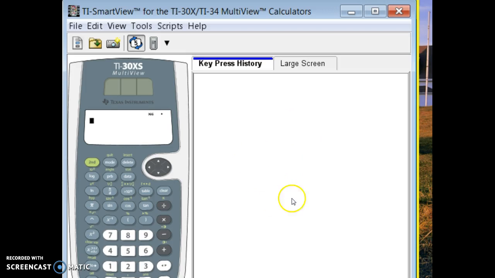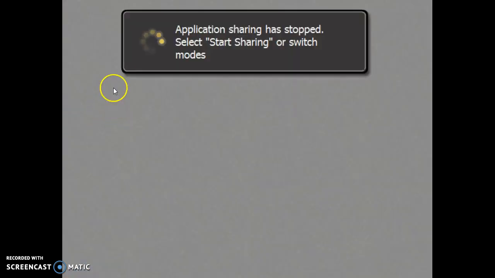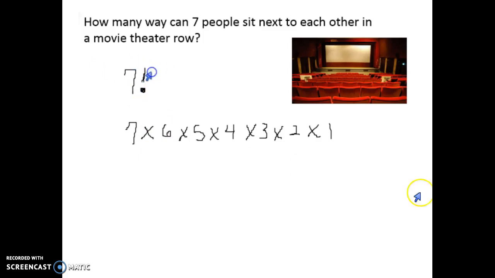Depending on your calculator, this may be different. YouTube is a good source if you have a different type of calculator. But notice there's this PRB button. I can hit my 7, and then if I hit this PRB, the probability button, notice I have choices. And number 3, if I use my arrow down to the factorial, there's that little exclamation point. When I hit enter, I get on the screen 7 factorial. If I hit enter one more time, I get my number 5040. That's how to do it on this calculator. So 7 factorial is equal to 5040.